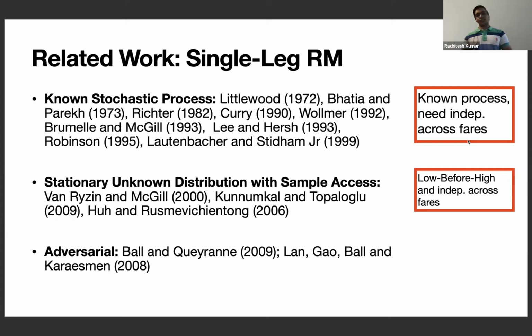On the other extreme is the adversarial setting initiated by Ball and Queyranne and built on by Lan et al., who assume nothing about the demand sequence other than the fact that every customer will belong to this given set of fare classes. But this is often too pessimistic because airlines have machine learning models that they train to predict what kind of demand they'd see.